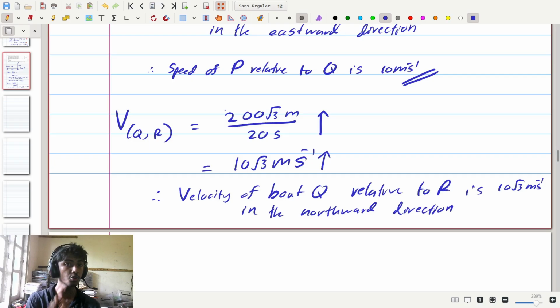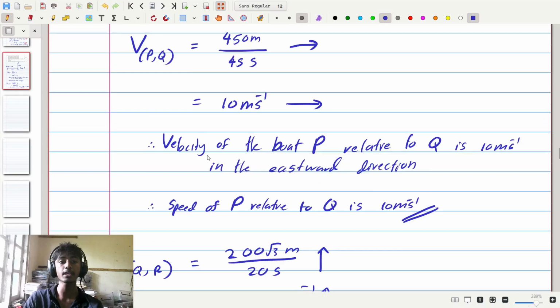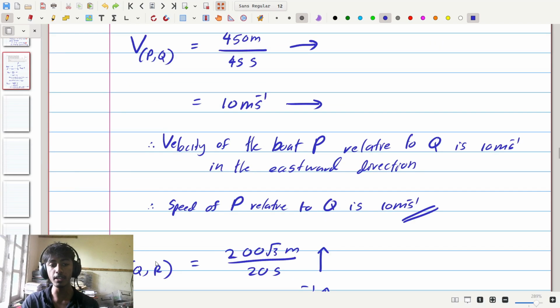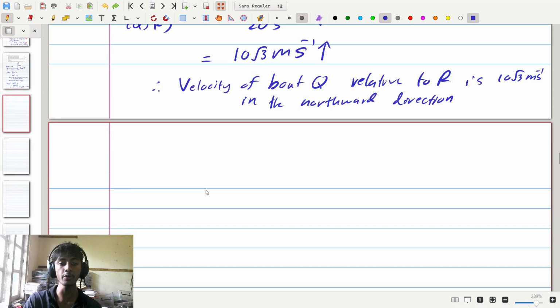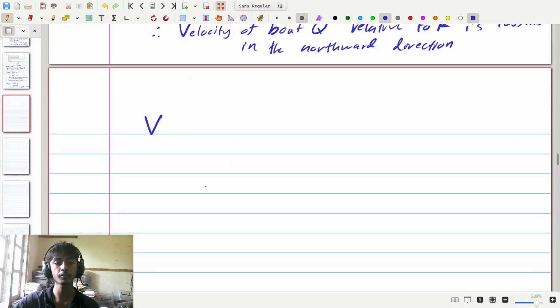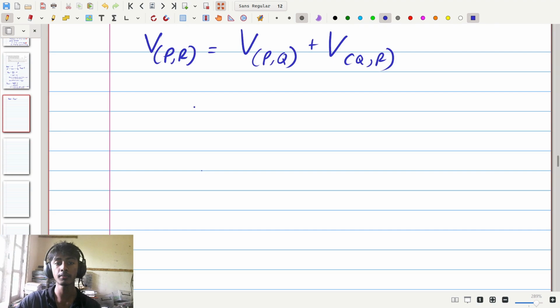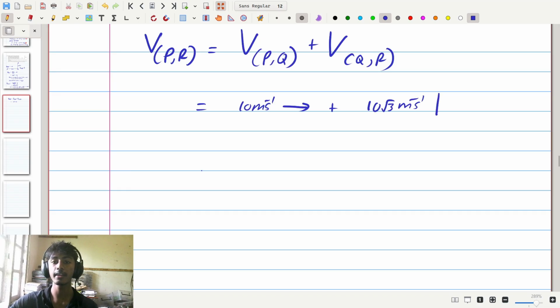Now the reason these two needed to be found is because when we combine these two, we can get the velocity of the boat P relative to the boat R. We can do that by using the equation V P to R equals V P to Q plus V Q to R. And these two here are 10 meters per second in the eastward direction and 10 root 3 meters per second in the northward direction.